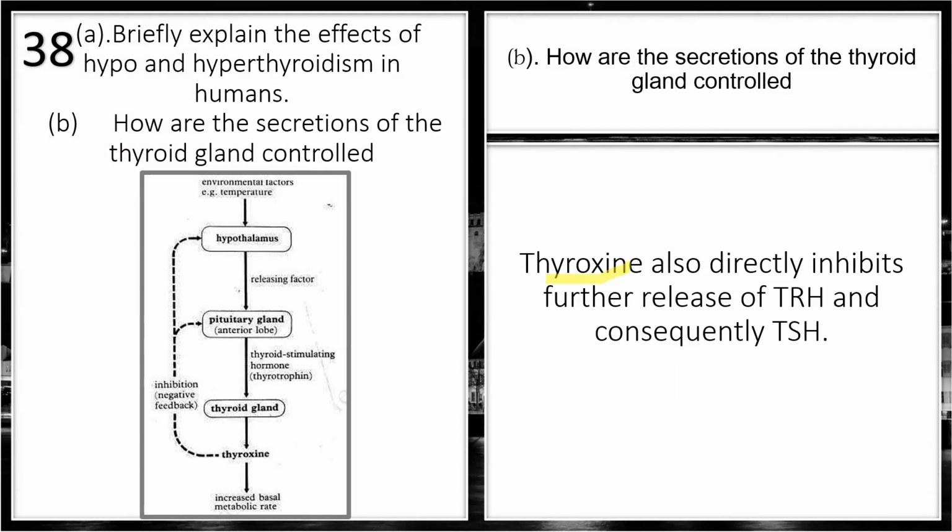Thyroxine also directly inhibits further release of thyroid releasing hormone and consequently thyroid stimulating hormone.